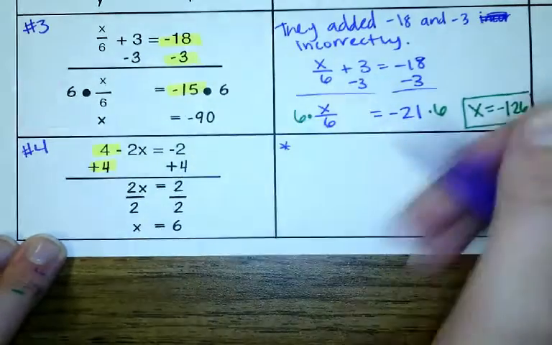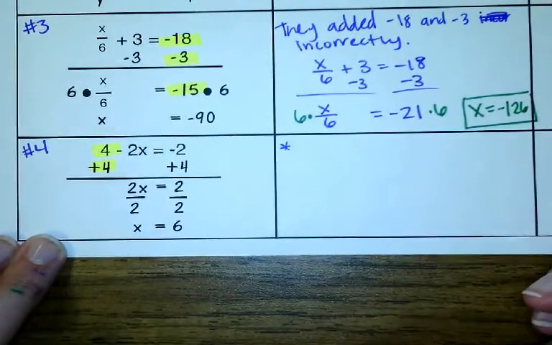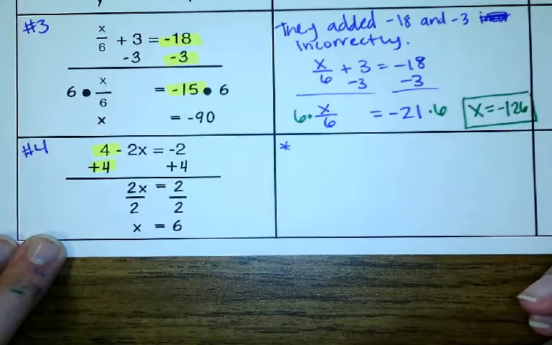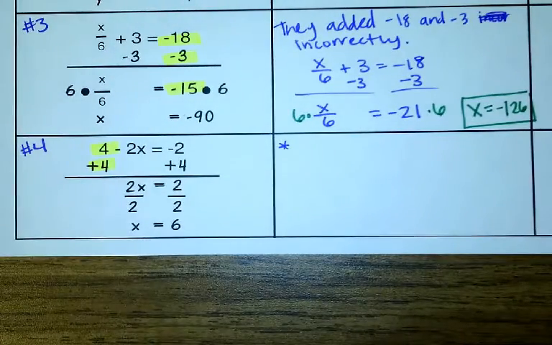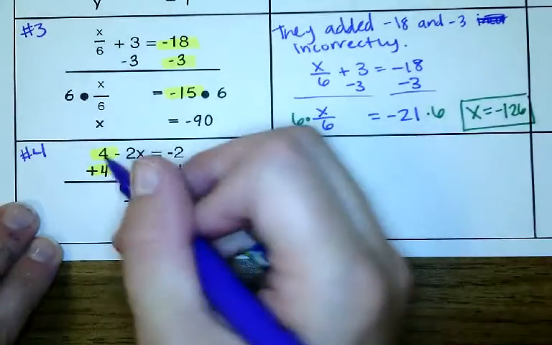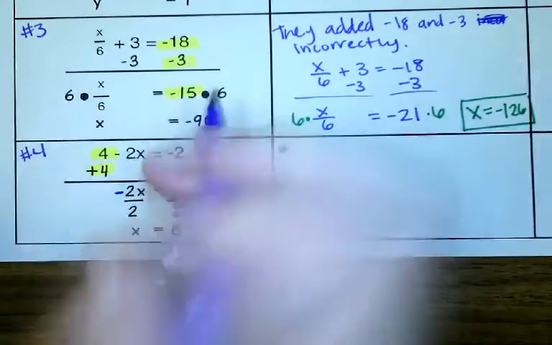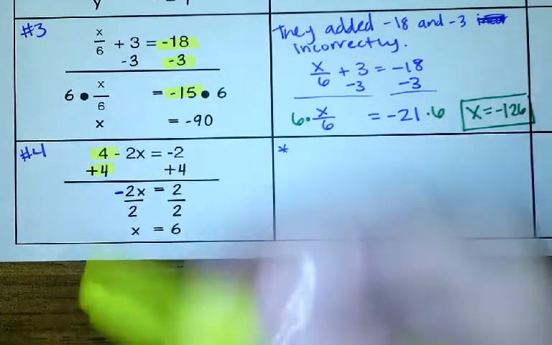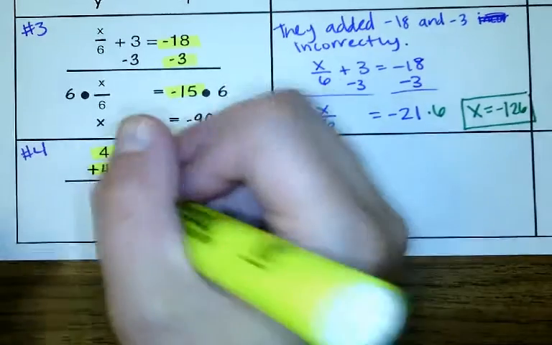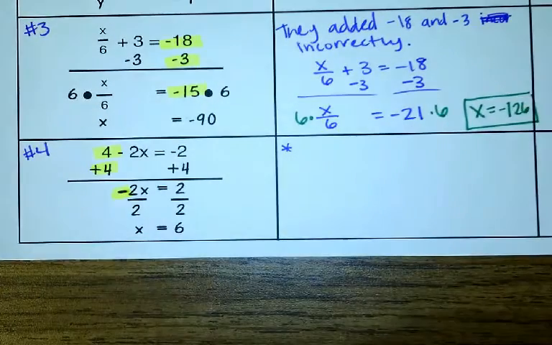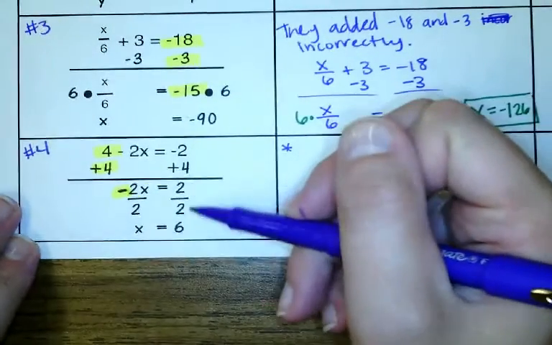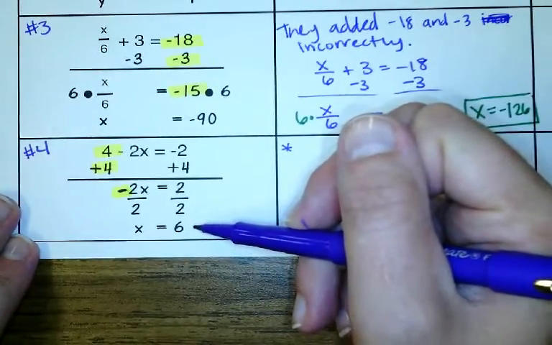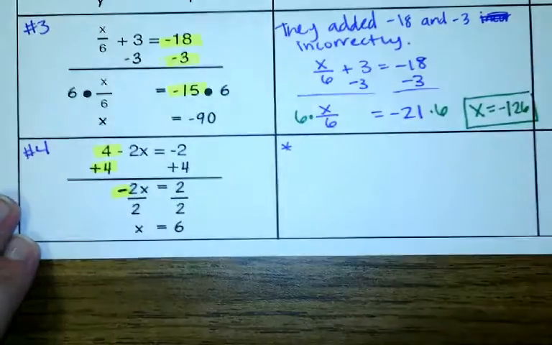But what was another mistake that we found? Did anyone else find a mistake? Another mistake? Yes. What's up? They forgot to bring down the negative. That's 4 minus 2x. So they didn't bring down that negative. They left it off. And that also affected how they divided, right? Because then they should have divided by negative 2. Also, is 2 divided by 2 equal to 6? No, they made a lot of mistakes, okay?